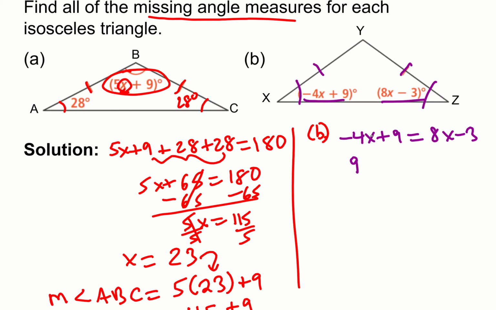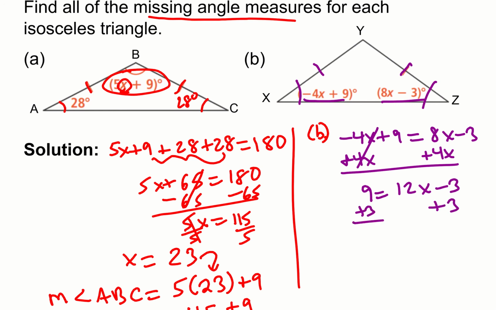So let's go ahead and add 4x to both sides, just to kind of move the x to the other side. We have 9 equals 12x minus 3. Then we'll go ahead and add 3 to both sides to get x by itself on the right side. And then we'll divide by 12 on both sides. So 12 divided by 12 is 1. So 1 equals 1x, or x equals 1. So now we know x is 1.